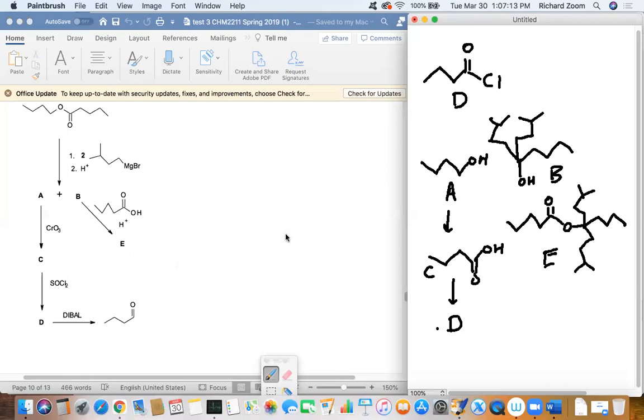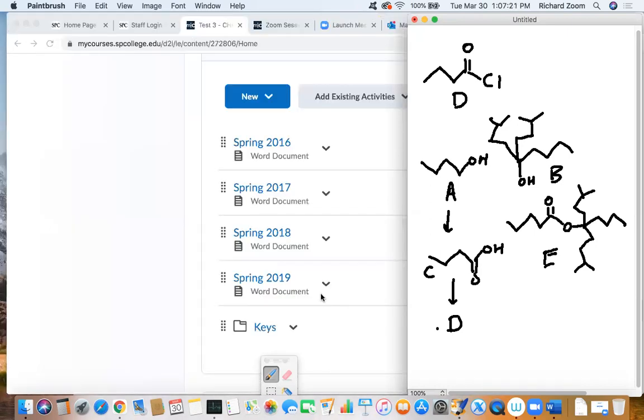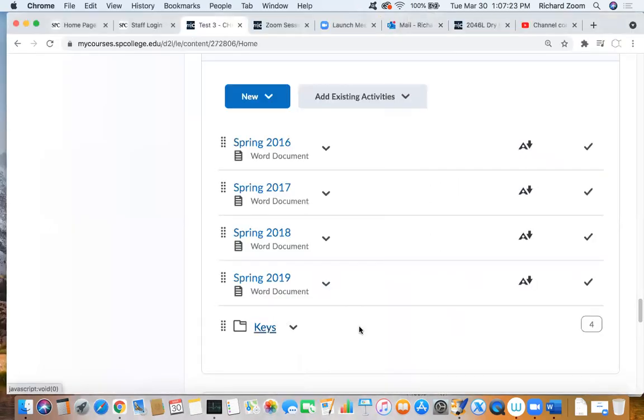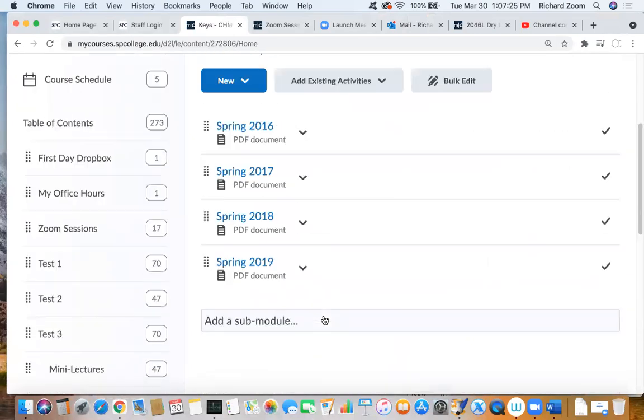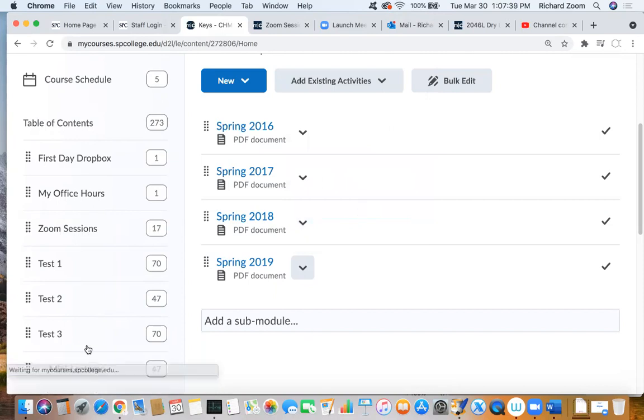All right. So what I thought I would do is I'd go over another synthesis problem, since that seemed to be a bit of a challenge. I'll look at spring 2019. And I'm using a key here because I told you you can use the reactions from question 1 to help you with the synthesis problem. So let's take a look.